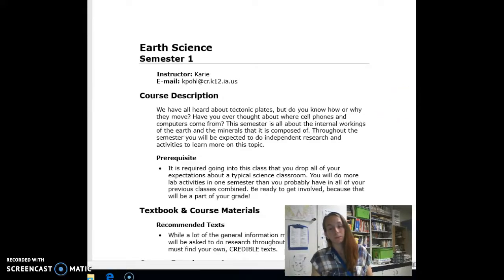Things that we're going to cover this semester include tectonic plates, minerals, weathering and erosion, that kind of stuff. Okay, so it's all on the earth as opposed to external to the earth. So we're going to talk about all kinds of systems, and it's going to begin.